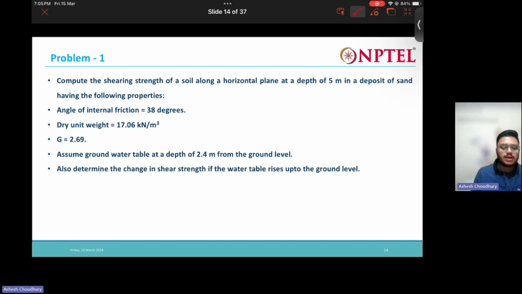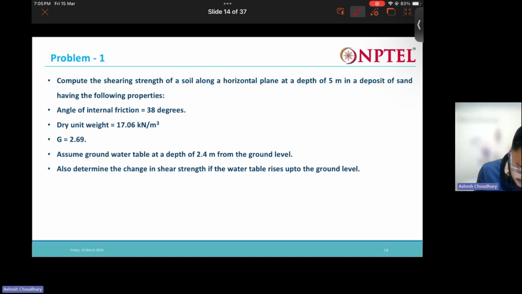So here is the first problem. Compute the shearing strength of a soil along a horizontal plane at a depth of 5 meter in a deposit of sand having the following properties. Angle of friction is given, diameter is given, G is given. Assume groundwater table at a depth of 2.4 meter from the ground level. Determine the change in shear strength if the water table is at the ground level.